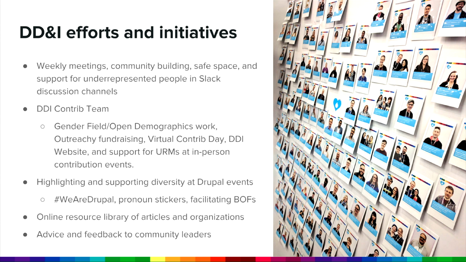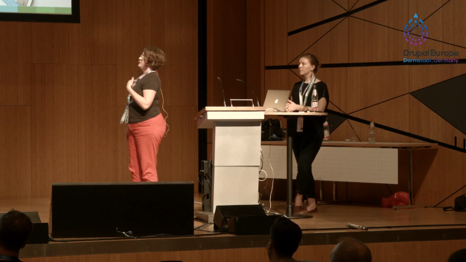6% is a pretty low number, and in the Drupal community, we only track gender. We don't track any racial or disability status or anything like that, or at least not publicly. So that's the only data we have, but we are working on many fronts.